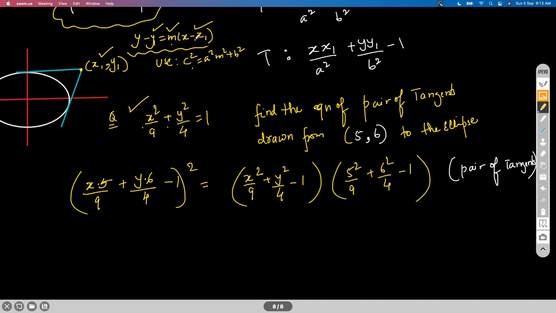Write down this equation in terms of a quadratic. This will give you a quadratic in M. Solve the quadratic in M. You'll get two values, and those two values you put over here. Those will give you the two tangents. Approach is clear? How to find two tangents separately? Okay. Other concepts like equation of chord of contact. Let me just take up one more concept.